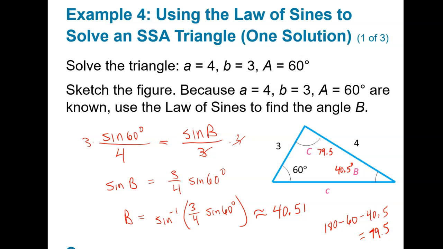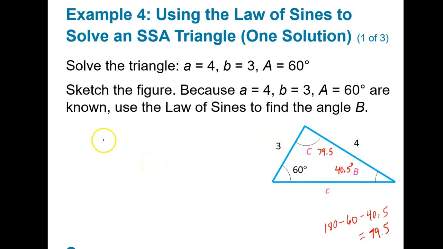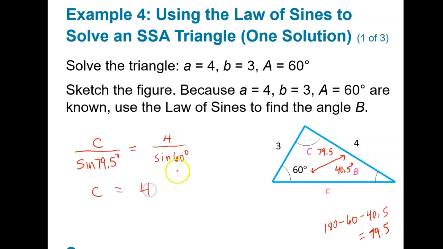Now we're ready to solve for side length C. We can't use the Pythagorean theorem here. It's not a 3, 4, 5 triangle, so don't fall into that trap. We have to use the law of sines. I'm setting it up as I'm solving for a side length. So C, the thing I'm solving for, is to the sine of 79.5 degrees as, again, the one that was given to me, 4, is to the sine of 60. Multiply that over, and I get C equals 4 sine 79.5 over the sine of 60.